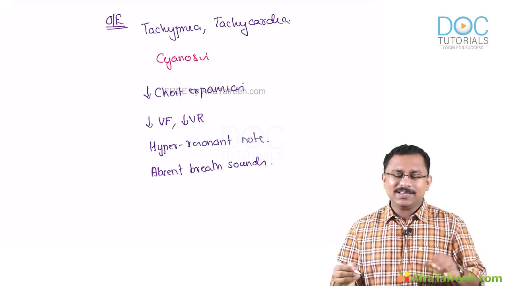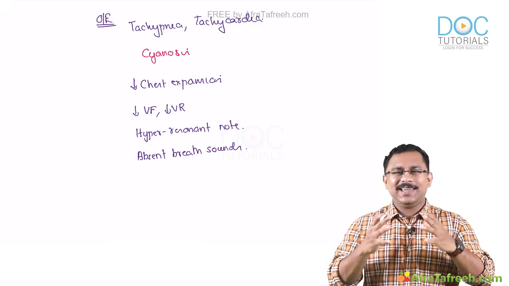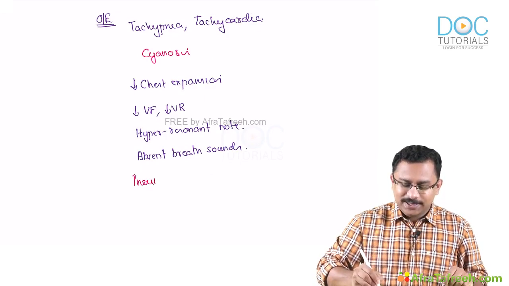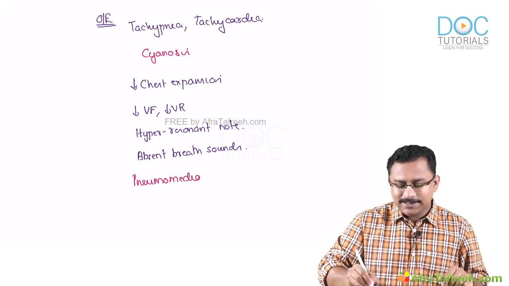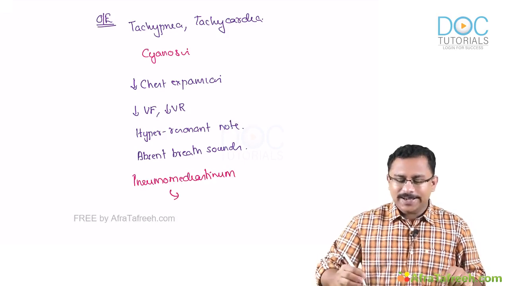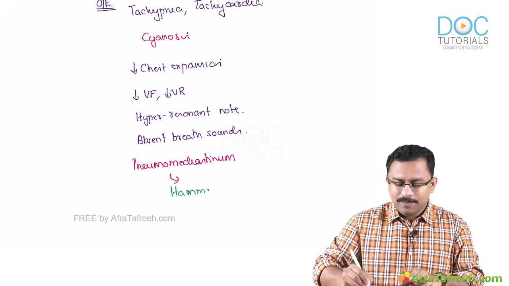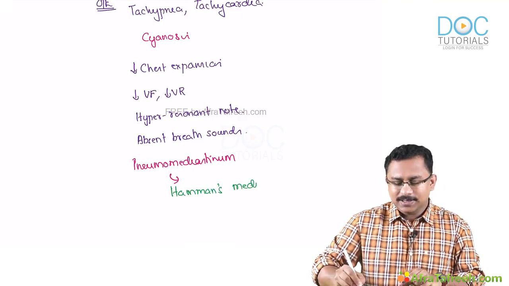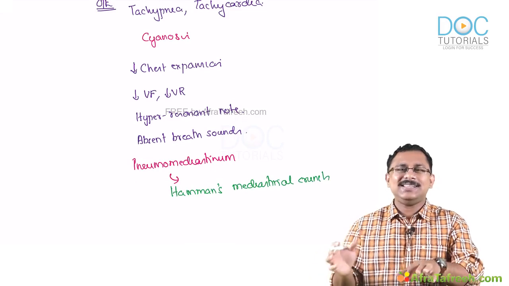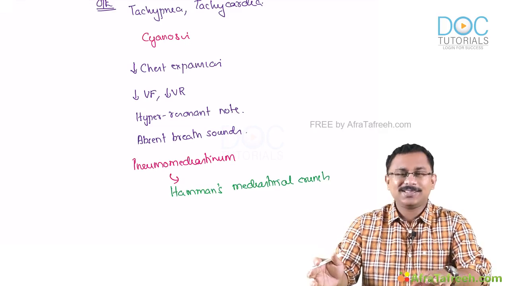Now another examination finding that you may encounter, especially in the context of a pneumomediastinum, that is, where air is surrounding your heart as well, is that auscultation over the heart might yield something known as Hammond's mediastinal crunch, which is a crunching sound that you hear on auscultation. So these are the examination findings.